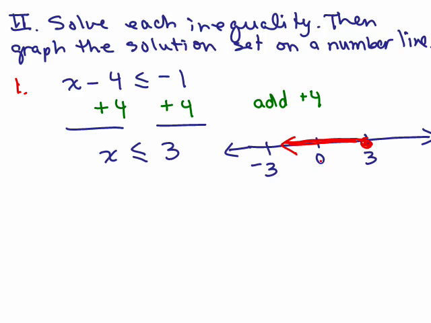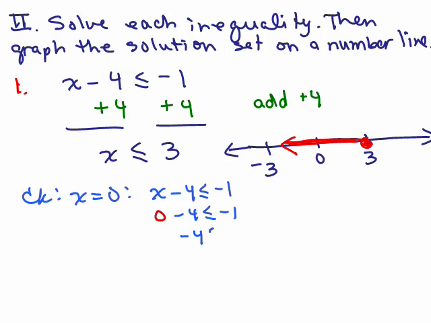Then we make sure that the numbers it's going through are solutions. For instance, it's going through 0, so let's check it. Why don't you check and make sure one of the numbers it's going through is true. Check x equals 0 in the original: x minus 4 is less than or equal to negative 1. Let's put in 0 because that's one of the solutions. 0 minus 4 is less than or equal to negative 1. Negative 4 is less than or equal to negative 1 is true. So I have it going the right direction.